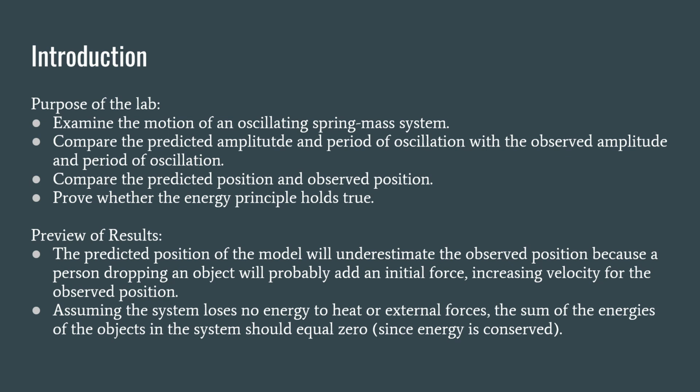The predicted position of the model will underestimate the observed position because a person dropping an object will probably add an initial force unintentionally, increasing the velocity for the observed position. Assuming the system loses no energy to heat or external forces, the sum of the energies of the objects in the system should equal 0 since energy is conserved.